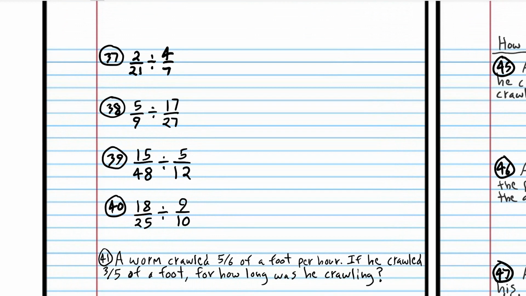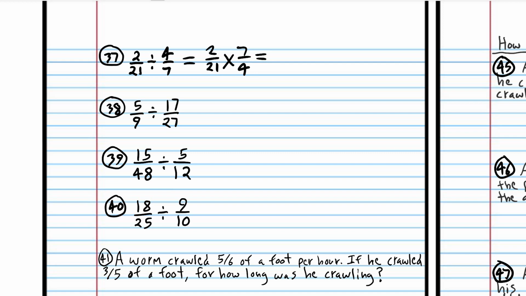37. Now in 37, we're starting to get into some big numbers. So let's do this one together, and I'll show you that we're going to have to use the factoring method. We're going to have to keep the numbers factored. So 2 over 21. Change the division sign to multiplication. Flip the divisor. Then when we multiply straight across, we're going to get 14 over 84.